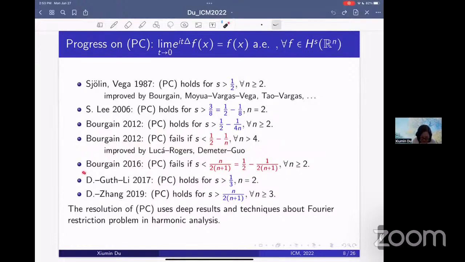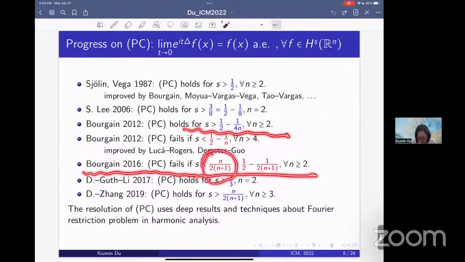In 2016, Bourgain constructed another delicate example, showing that the pointwise convergence can fail if s is smaller than n/(2(n+1)) in any dimension. And if we compare this necessary condition with this sufficient one, we see that there is still a gap. For example, when n equals 2, this number is 1/3. It is smaller than 3/8.